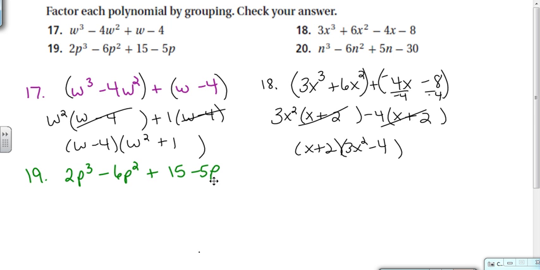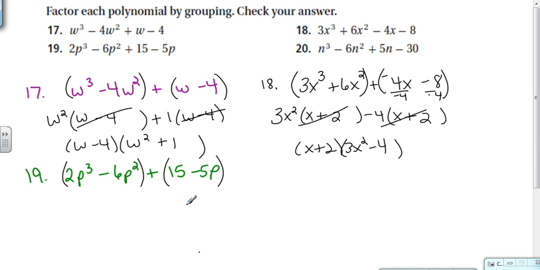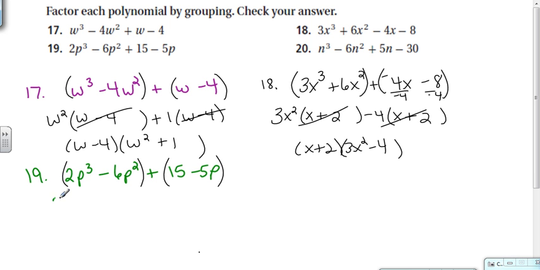Okay, number 19 also has 4 terms. So I group the first two, and I group the last two, and then I factor out my greatest common factor. So between 2p cubed and 6p squared, 2 is the smallest number, 2 goes into 6, so 2 is my greatest common factor. That has 3 p's, that has 2 p's, so they have 2 p's in common. So if I divide that out, 2p squared times what gives me 2p cubed? It's p. 2 times negative 3 gives me negative 6, and I've already got the p squared.